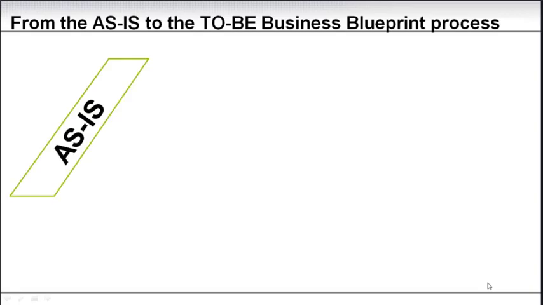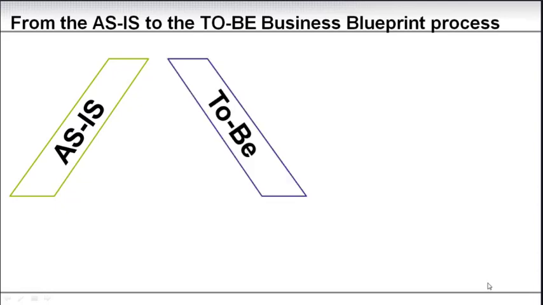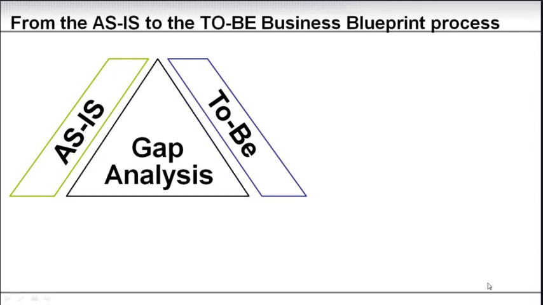We have the as-is, and the as-is is the current situation. This is what you have today, as the word says, as is, as it is now. The other side of the triangle is the to-be. So this is the state we want to get to, from as-is to to-be. It's very simple logic. And in between we have a gap analysis. So basically what this schematic tries to illustrate is that we have two sides of a triangle, and in the middle we have the process, the gap analysis process.